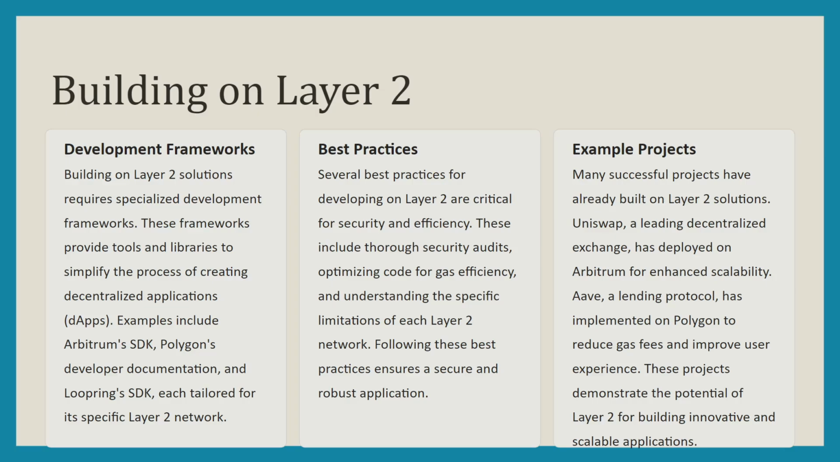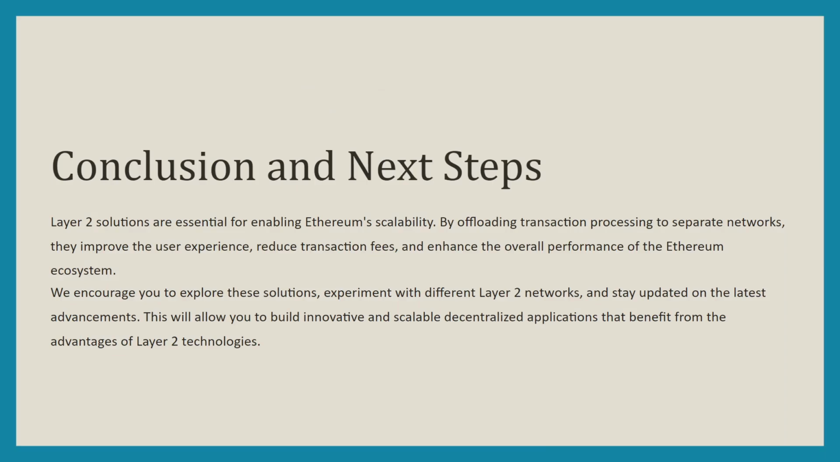Finally, example projects. Many successful projects have already built on layer 2 solutions. Uniswap, a leading decentralized exchange, has deployed on Arbitrum for enhanced scalability. Aave, a lending protocol, has implemented on Polygon to reduce gas fees and improve user experience. These projects demonstrate the potential of layer 2 for building innovative and scalable applications.